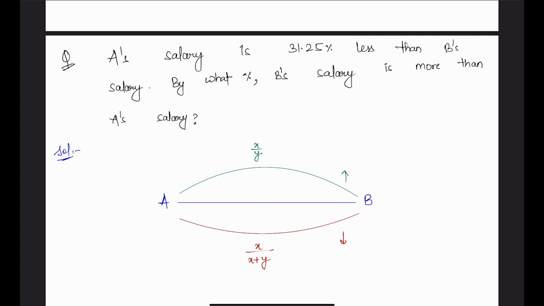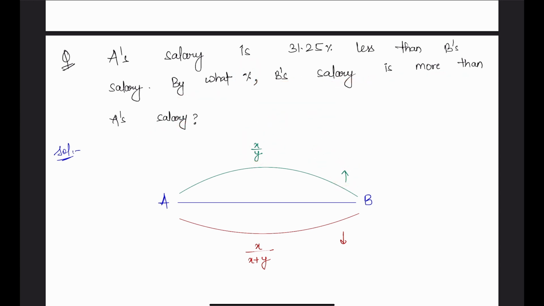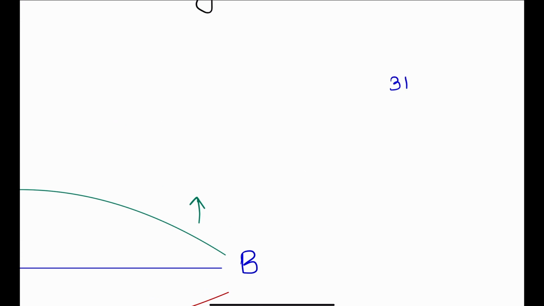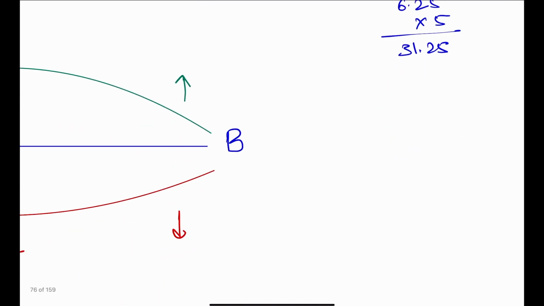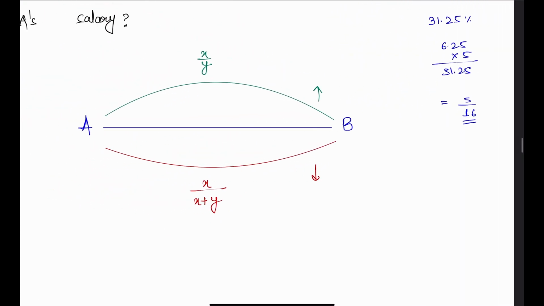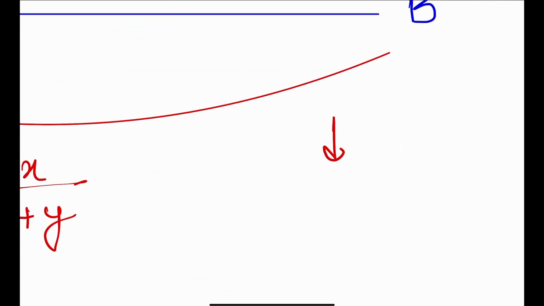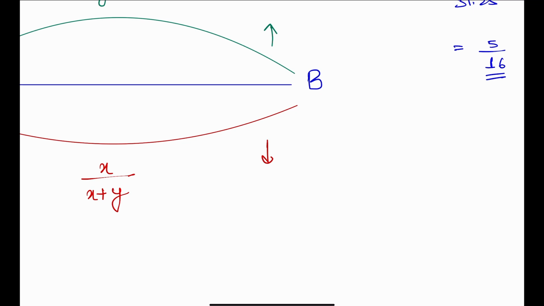Next, what is the question? What percent is B's salary more than A's salary. So the more part is here and the percentage we will calculate from x by y. So first thing first is 31.25. 6.25 into 5 is 31.25, and 6.25 is 5 by 16. Less is there, so we will replace it by 5 by 16.